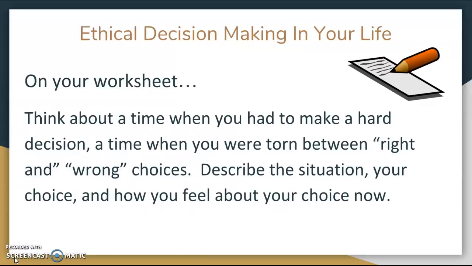Take a moment on your own to think about a time when you had to make a hard decision, a time when you were torn between right and wrong choices. Describe the situation, your choice, and how you feel about your choice now. Teachers, please pause the video to give students time to answer the question.